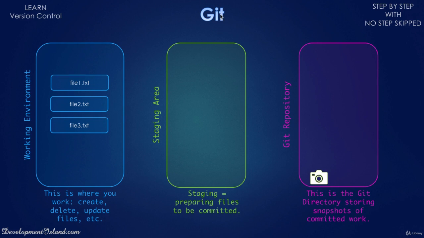And that's why Git comes with the concept of a staging area. The staging area is the area where you're going to have the files you want to watch. So for example, we can decide to watch only file 1 and file 2. And in this case, we're going to stage those two files.